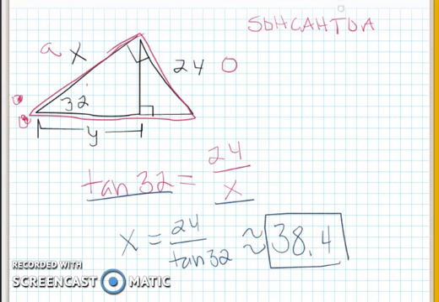So I'm going to go ahead and erase my opposite and my A, and even Franklin, I'm going to have him disappear for a minute. And let's go ahead and plug in that we got 38.4. Okay, so there's x.